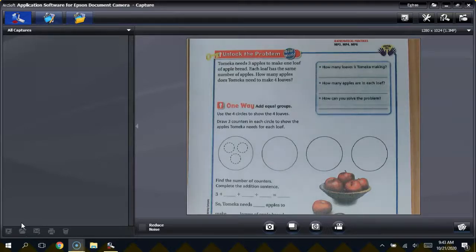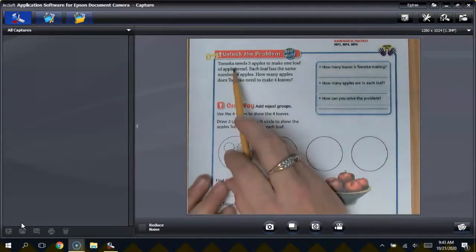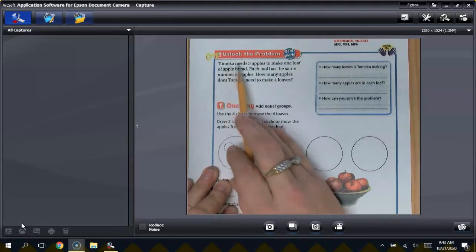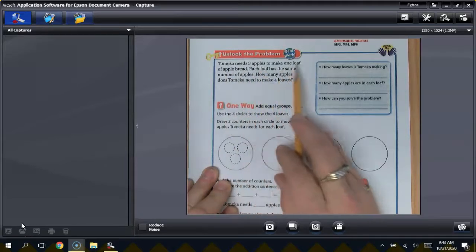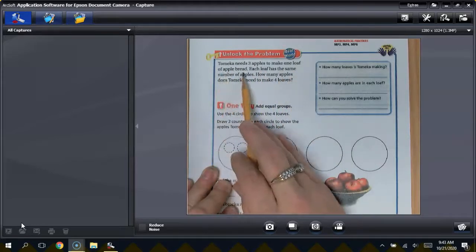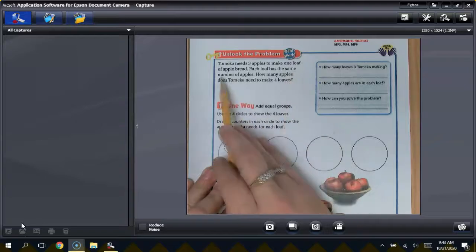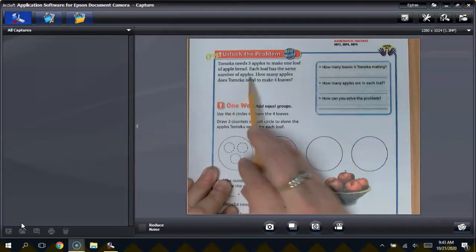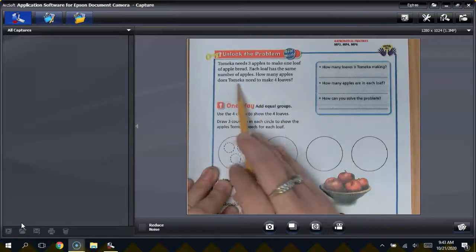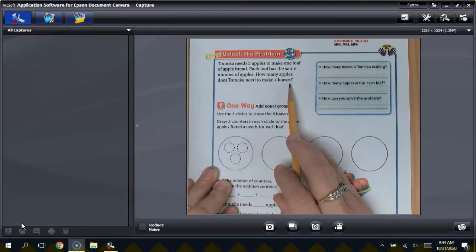Okay, let's get started. Your math paper should look like my paper that I have right now. We're going to figure out how multiplication and addition are related to one another. Let's look at Unlock the Problem. It says Tamika needs 3 apples to make 1 loaf of apple bread. Each loaf has the same number of apples. How many apples does Tamika need to make 4 loaves?